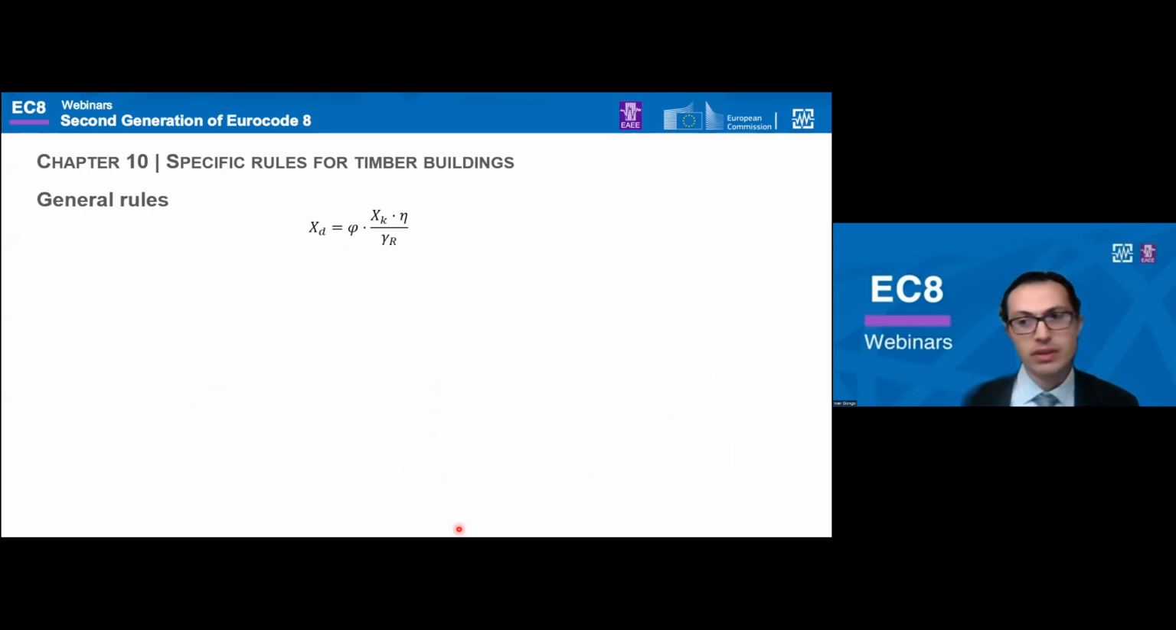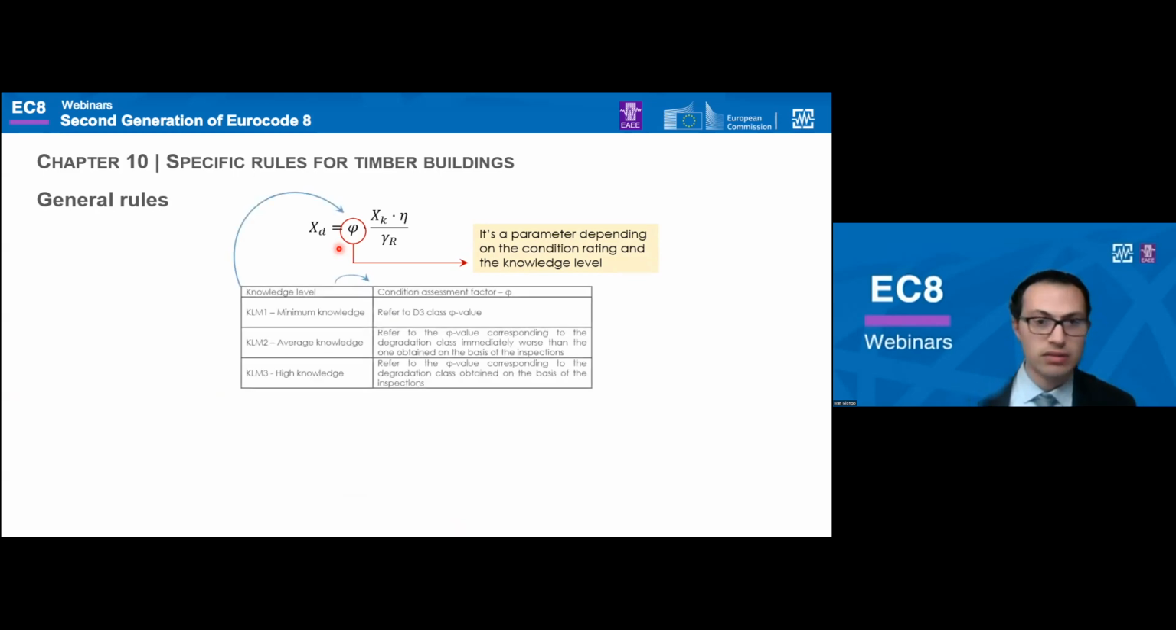Among the general rules within chapter 10, we find guidance on how to obtain the design value for the mechanical properties of timber components. And as mentioned at the very beginning of today's webinar, there's the introduction of this fifth factor, which is the condition assessment factor, a parameter that depends on the condition rating and on the knowledge level, according to the relation that we see here in the table.